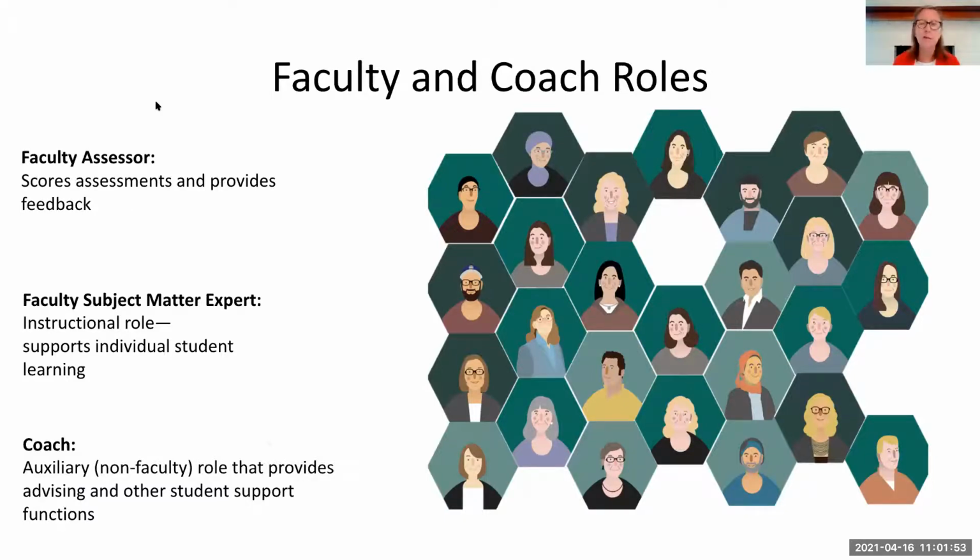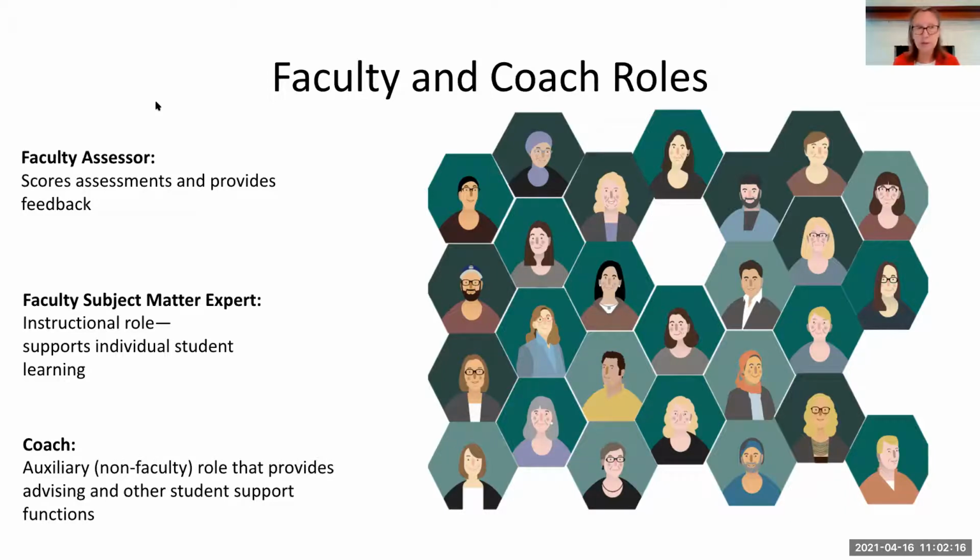So we started off with unbundled roles, which is not unusual for competency-based. We had a separate assessor who just did the scoring of assessments and giving feedback. We had the instructional support faculty subject matter expert who did the typical faculty mentoring, supporting students as they were going through their learning journey.